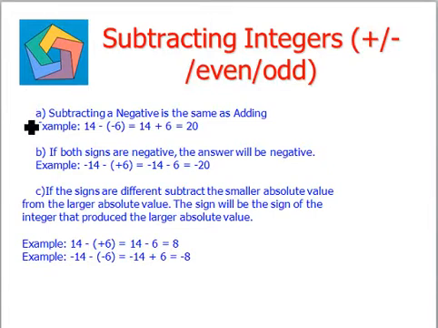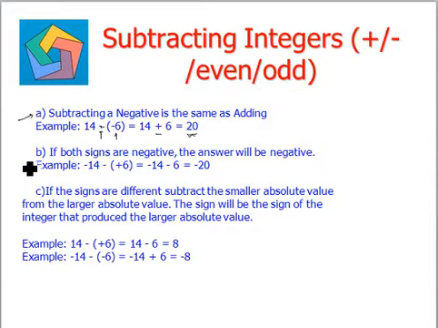Let the first one say, subtracting a negative is the same as adding. Let's see an example: 14 minus a negative 6. Here we are subtracting a negative integer, so this is the same as adding. Whenever we see two negatives aligned like this, just one beside the other, then they become positive. That is the same as adding. 14 plus 6 is 20.